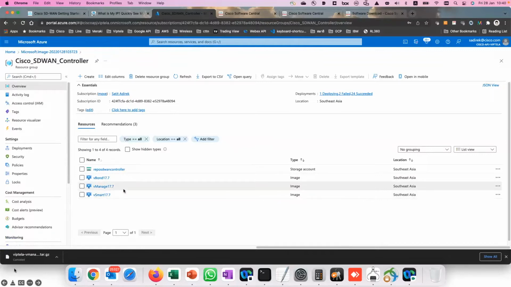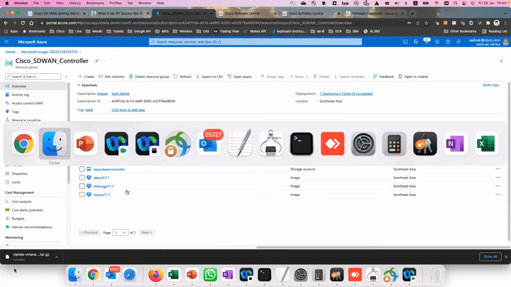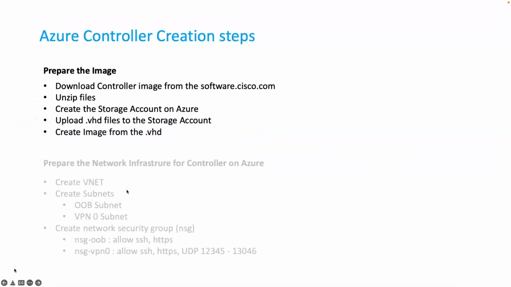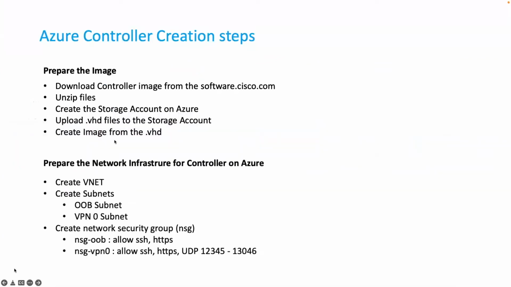Then we're gonna prepare the network infrastructure on the Azure side. Let's go back to the PowerPoint. Now the first part is done. Then we're gonna go and prepare the network infrastructure for the controllers. First, we need to create the VNet. This is where those controllers will be located.